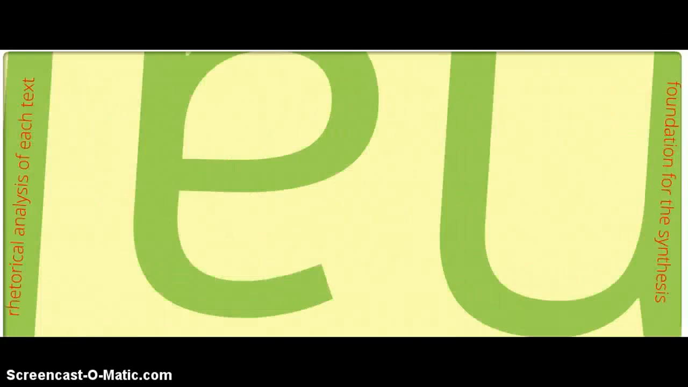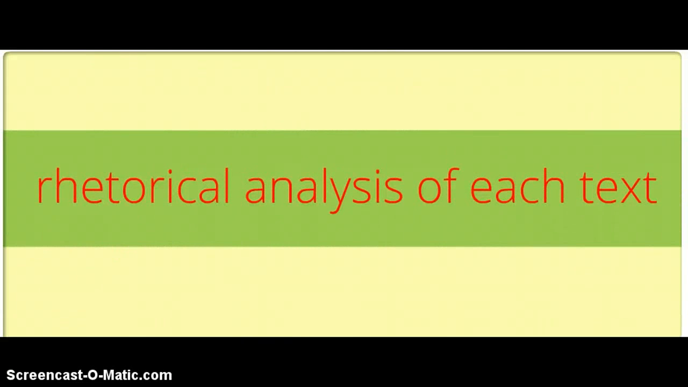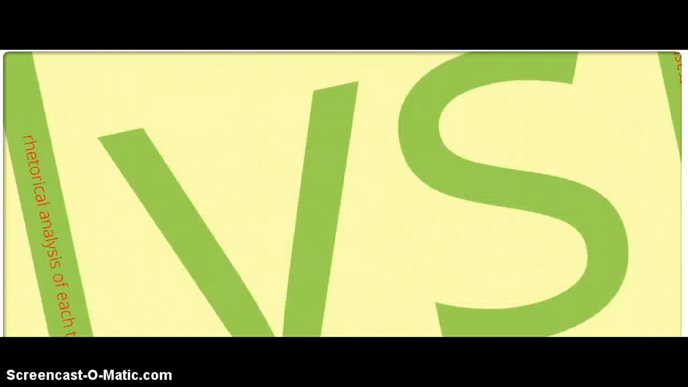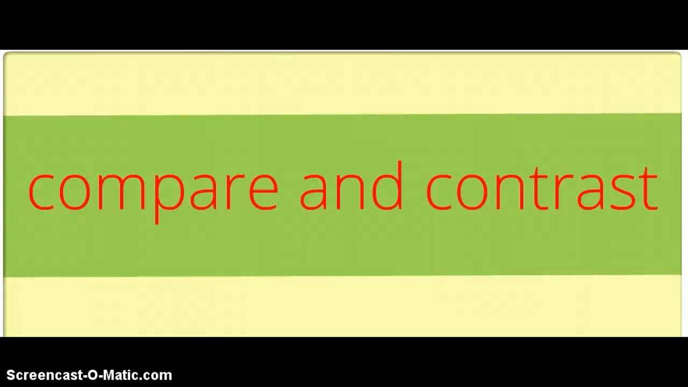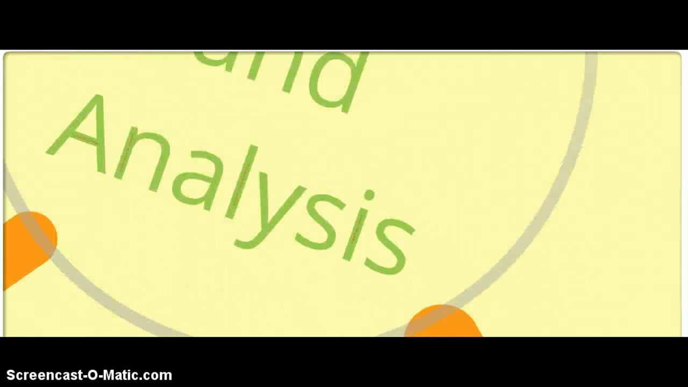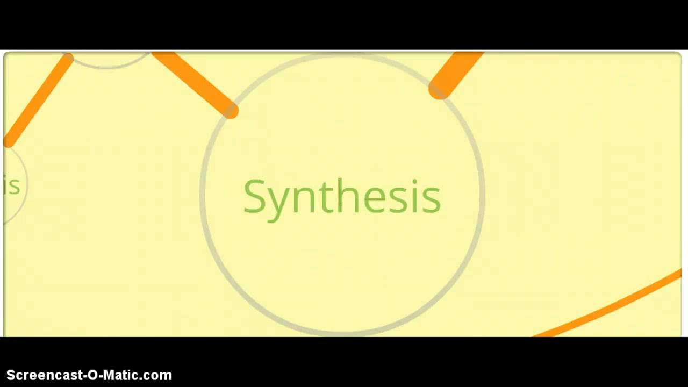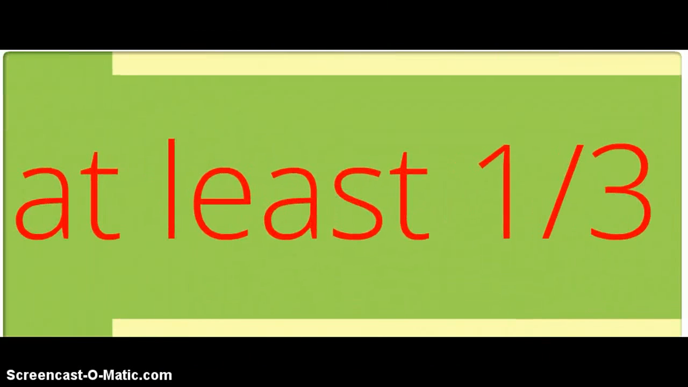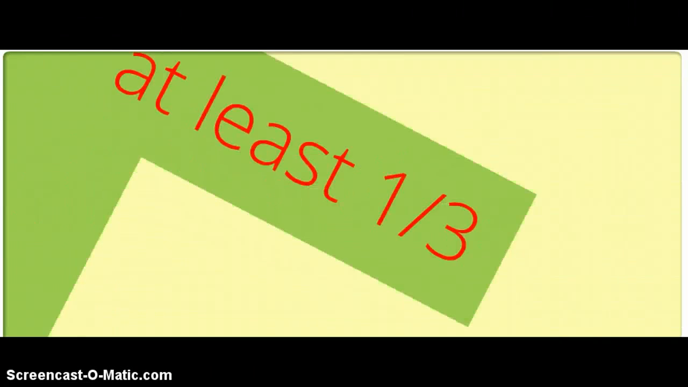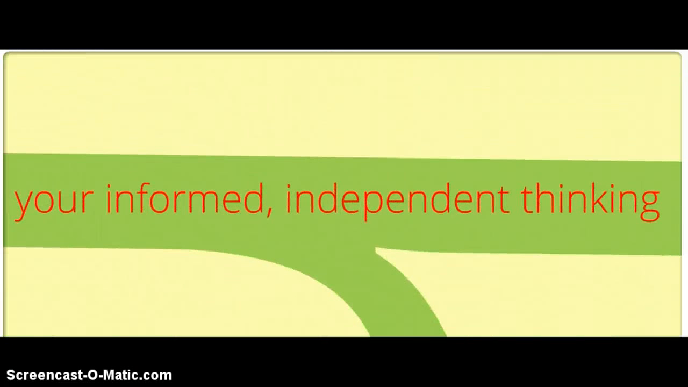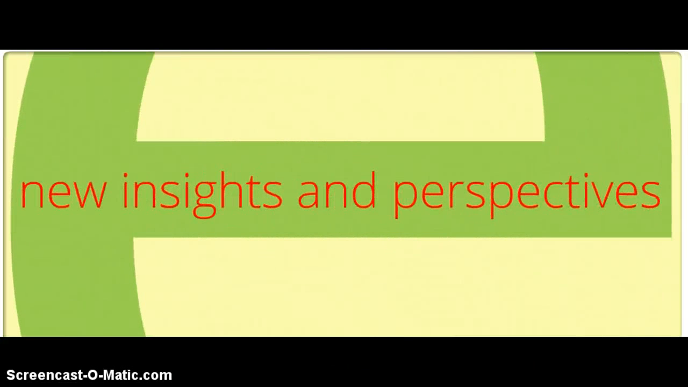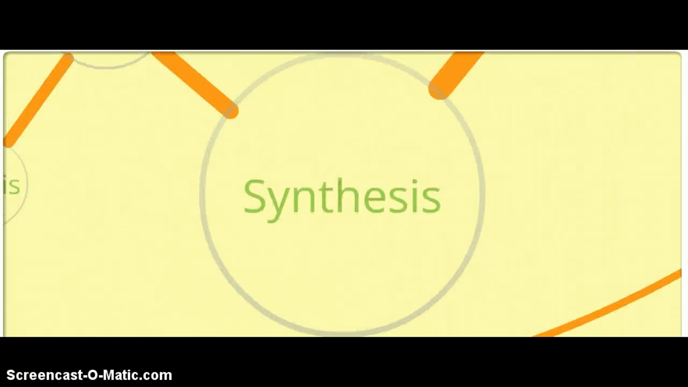You will be discussing the ways that the texts relate to the synthesis question, as well as including points about both the rhetorical features of the texts and the authors' ideas, explaining relevant similarities and differences between the texts. Once you've completed your analysis, you can move on to synthesis. This should take up about one-third of your essay at the least. It will show your informed, independent thinking and how you have worked your way to a new understanding of the issue at hand. It will discuss your new insights and perspectives that you've come to after studying the texts.